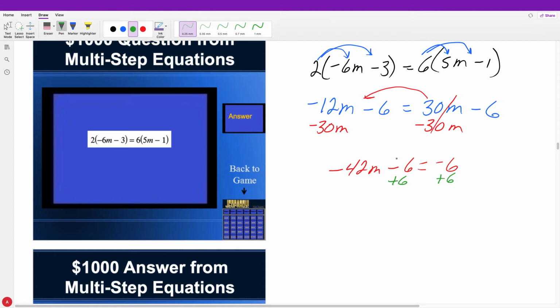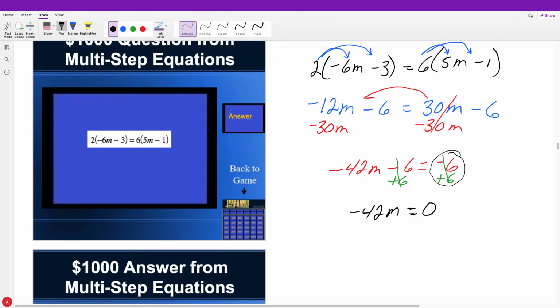So when I add 6 to both sides, though, negative 6 plus 6 in both of these cases cancel out to give me 0. So now I have negative 42m is equal to 0. Or we don't have to write plus 0 for this negative 42m because anything plus 0 is just itself anyway. So we just need to make sure, though, that we set it equal to 0 because negative 6 plus 6 is 0. So we still have to have it equal to 0 on the other side.